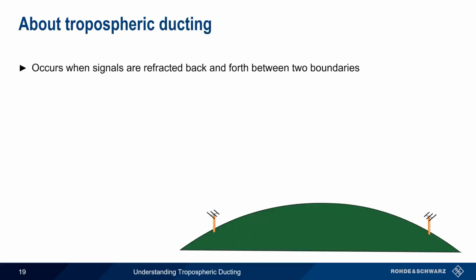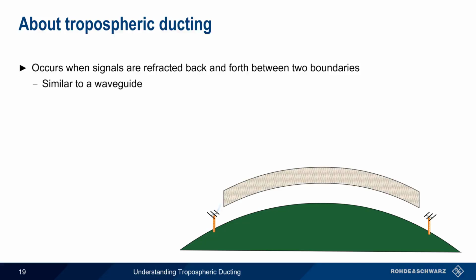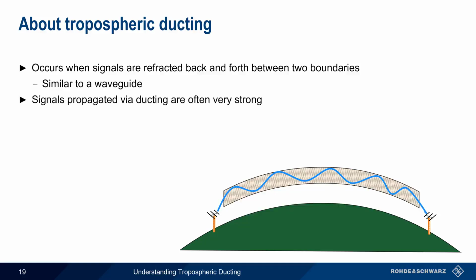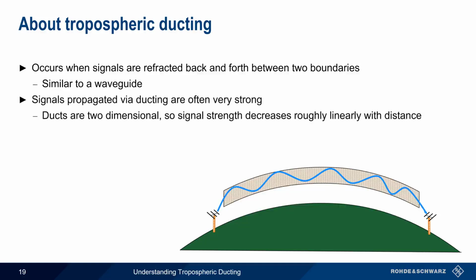Tropospheric ducting occurs when signals are refracted back and forth between two boundaries, in a way similar to how signals travel through a waveguide. Signals that are propagated via ducting are often very strong. Ducts are essentially two-dimensional, so signal strength decreases more or less linearly with distance. Contrast this to propagation in 3 dimensions, in which power decreases by the square of the distance.